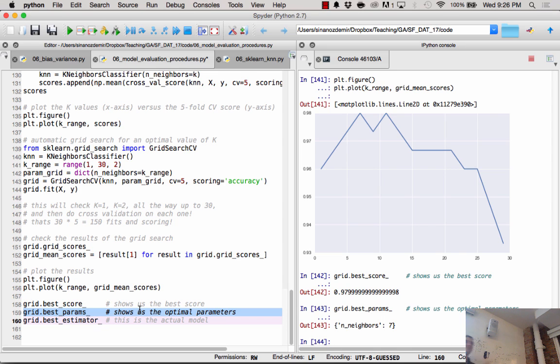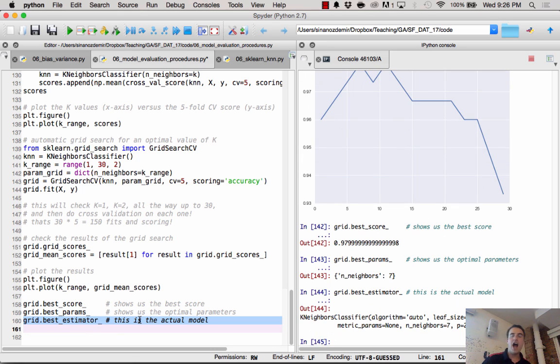So of the 7 and 11, it chose 7, which was the lowest complexity. And it even has a way to actually output the model that was the best. Grid search will be our preferred way of model tuning. In an instant, it will try every single possible variation of the parameters you tell it to, and for each possible combination, run a k-fold cross-validation. It's the creme de la creme of model tuning, yes.